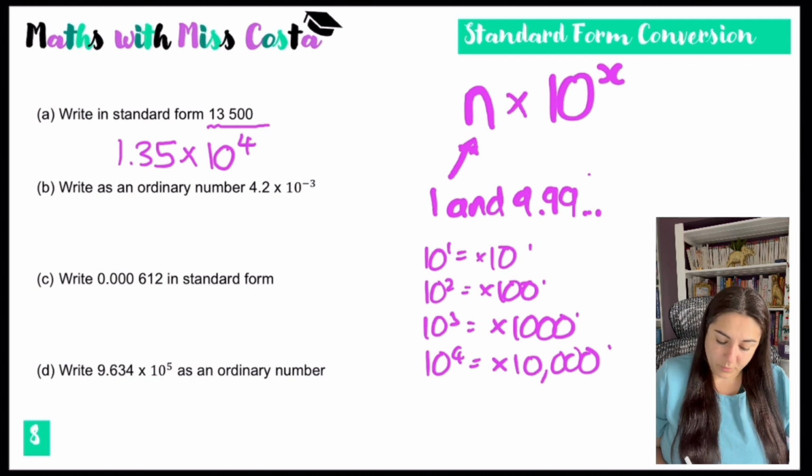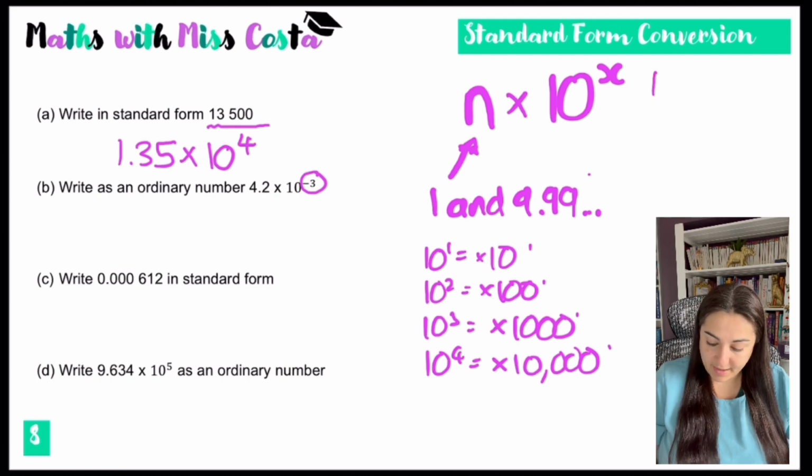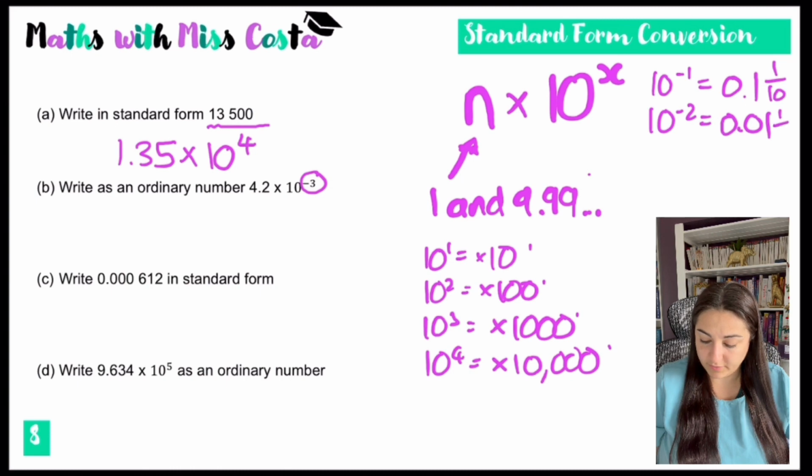Now, write as an ordinary number 4.2 times 10 to the power of minus 3. When I've got a negative standard form, that means I'm actually dividing by a power of 10. So 10 to the power of negative 1 is the same as 0.1. 10 to the power of minus 2 is the same as 0.01. Or you might write it as 1 over 10, 1 over 100.